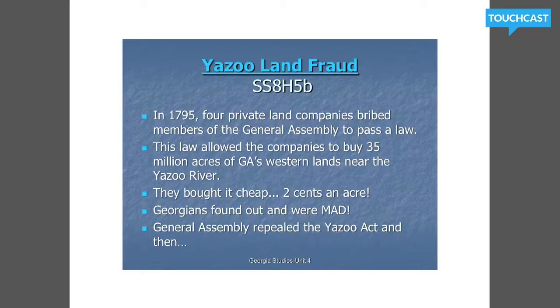In 1802, Georgia ceded the land to the U.S. government for $1.25 million and the promise that the United States would relinquish Indian land claims in the state and remove the Creek Indians from Georgia. Now, all of this controversy surrounding the Yazoo Act is known as the Yazoo land fraud.